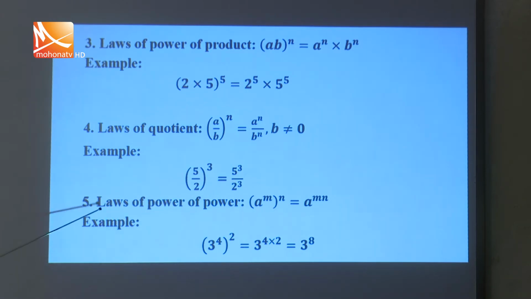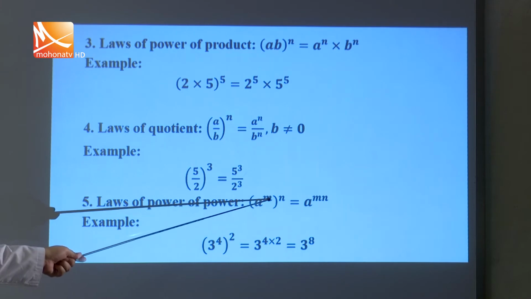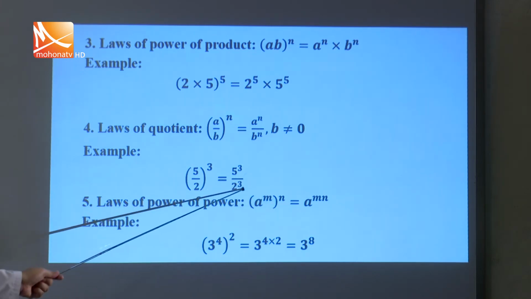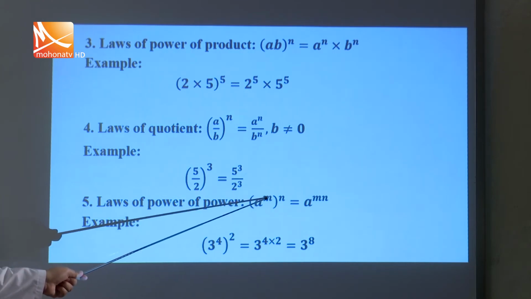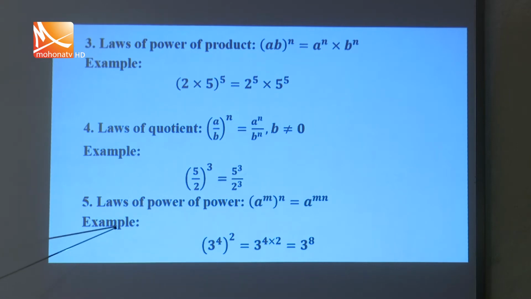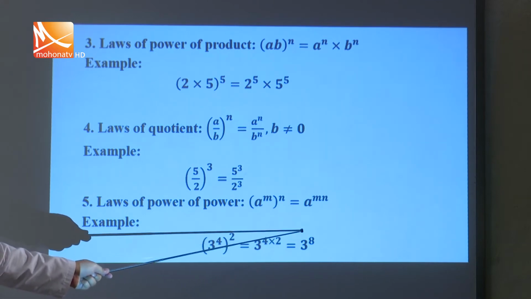And we have our next law, that is the laws of power. Say we have an expression like (a^m)^n. If we have an expression like this, in this case, you have to multiply the powers together, that is a to the power mn. Let us see an example. (3^4)^2 equals 3 to the power 4 into 2, and you will get 3^8.